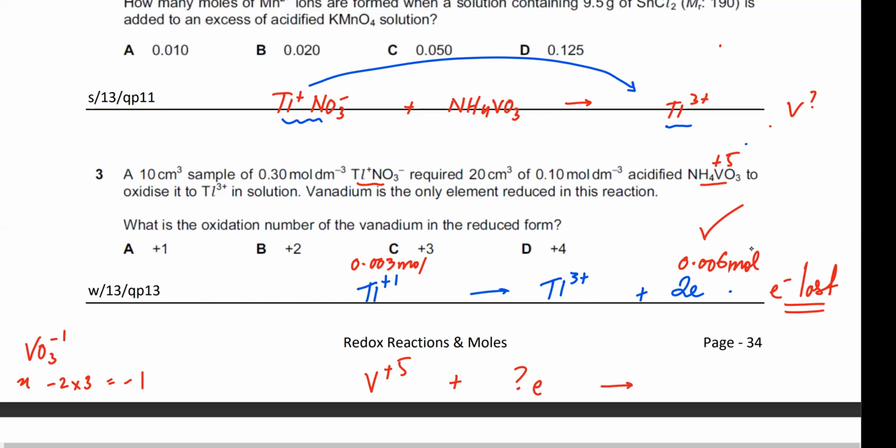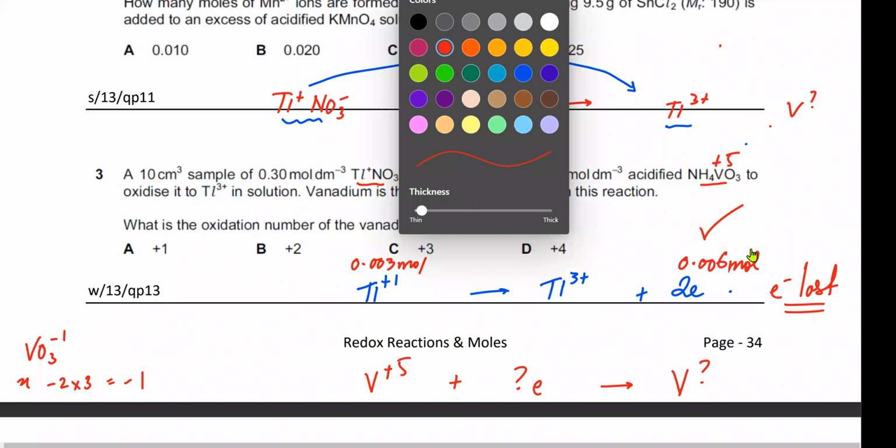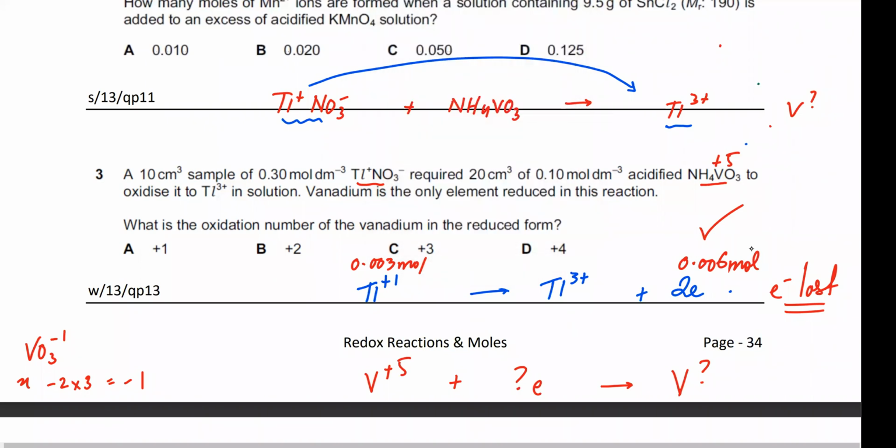So we need to find what happens to vanadium after that. I mean, that's the question mark, because we don't know right now how many electrons are gained. So we know that 0.006 moles of electrons were lost. So over here, 0.006, the same amount of electrons are going to be gained by vanadium. But they have no other place to go. So these are the same moles of electrons that would be gained by vanadium.